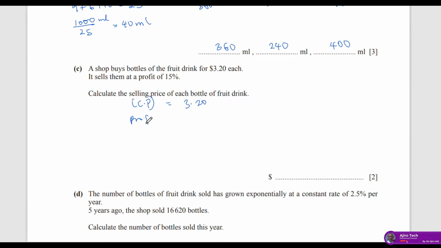Profit is 15% times 3.20, and that should be $0.48. So the selling price should be 3.20 plus 0.48. That should be $3.68.